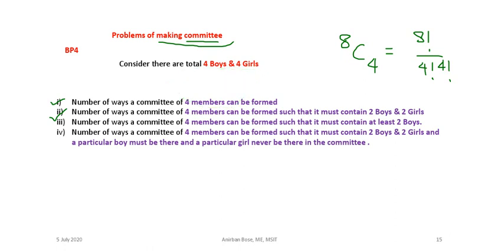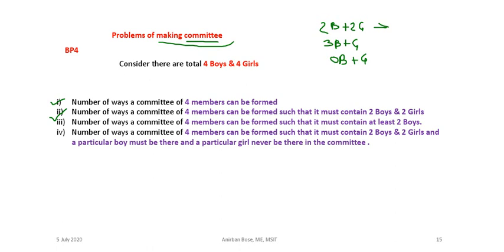Now let us see the third part. Number of ways a committee of 4 members can be formed such that it must contain at least 2 boys. Okay, at least 2 boys means the committee will be maybe 2 boys and 2 girls, or the committee may be 3 boys and 1 girl, or the committee may be 4 boys. All are boys. So these are the 3 possibilities that you have to add.